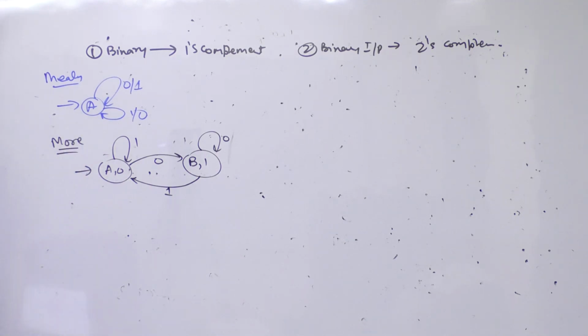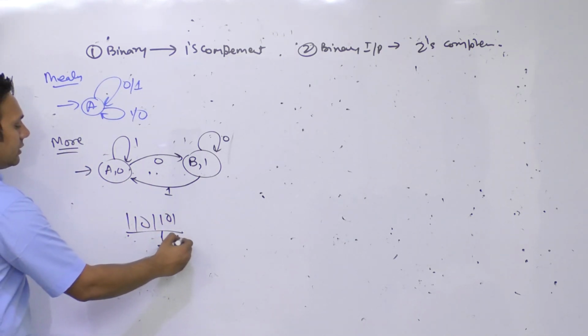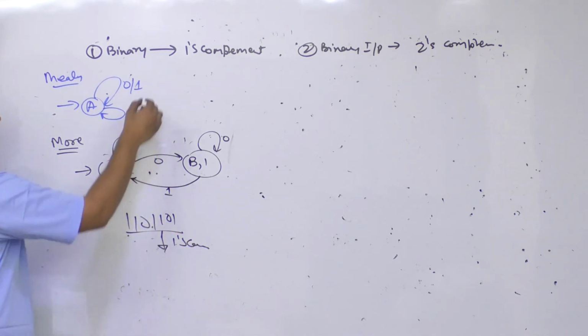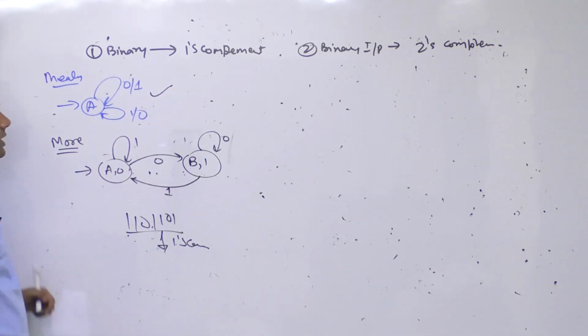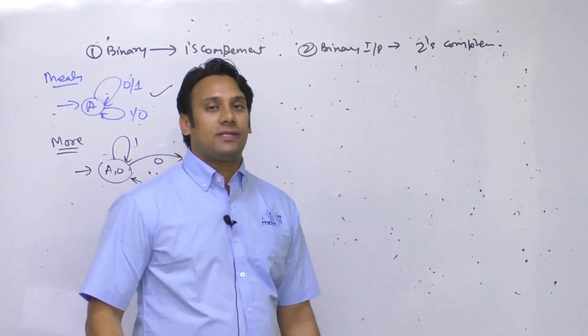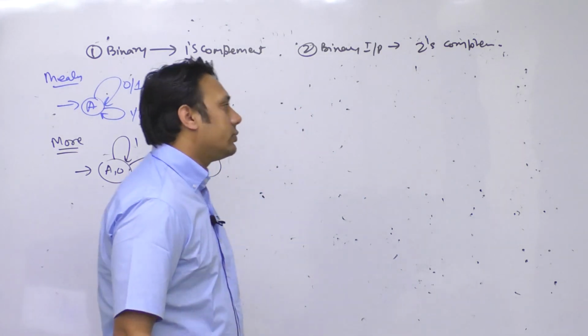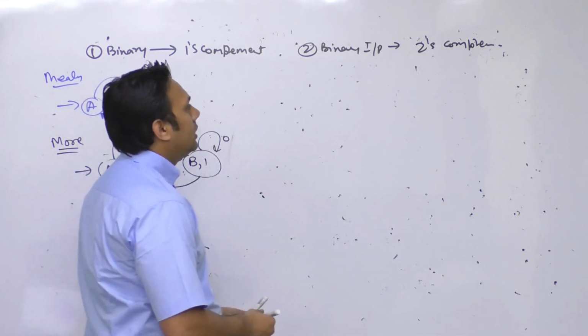If you give any binary number as input, like 110 or 1101, it will produce the 1's complement of this. You can give this input here, you can give this input here, and you will get a 1's complement in these cases. Okay? But this 2's complement example is very interesting. The 2's complement, it is interesting. And how can you say that 2's complement is interesting?